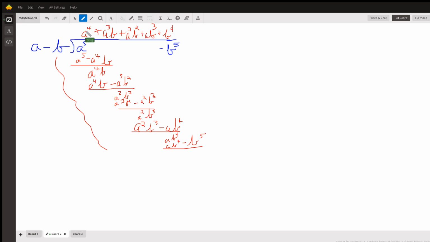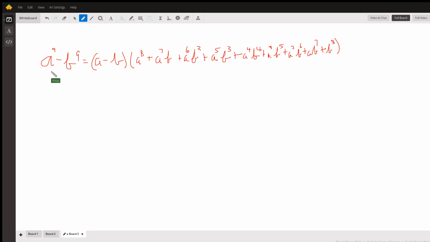The polynomial starts with a to the fourth, that's the k minus 1 right there. And those exponents are reduced by 1 until you get a to the 0, or 1. And the exponents on b go from b to the 0, b to the first, b to the second, b to the third, b to the fourth. Okay, so there's a pattern there.